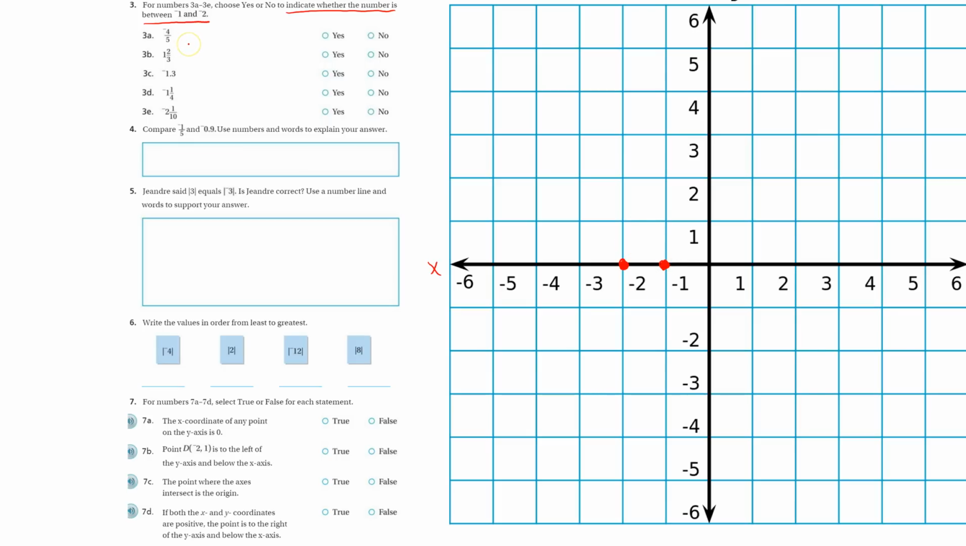Okay, so -4/5. Well, -4/5 is less than 1, so it's not going to quite get to -1. It's going to be somewhere around here. So that is definitely not between these two numbers. It's outside, so that would be no. Okay, 1 2/3, and it's positive. So positive 1 2/3 is going to be, here's 1, and then some more. It's going to be over here. It's nowhere near -1 and -2, so that's going to be no.